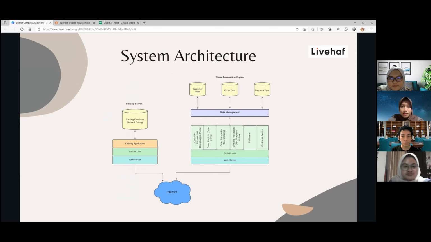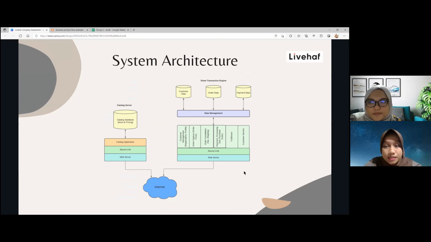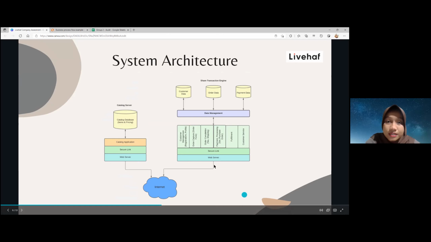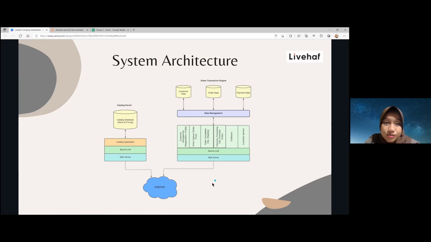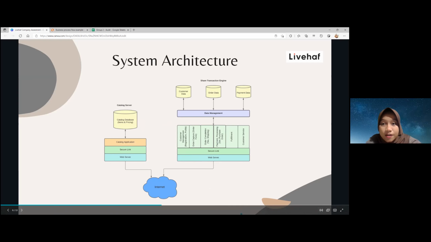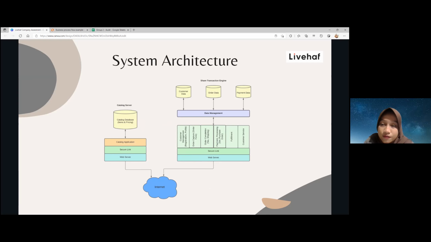Okay, so next we go to the system architecture. As we can see here, this is the image of the Livehaf architecture, and the core of this architecture is to separate the content management from the transaction management through a technology called secure link, which also allows multiple catalog servers to show the capacity of a single transaction engine and all of the content-oriented part of the system to scale independently of the transaction-oriented part of the system.